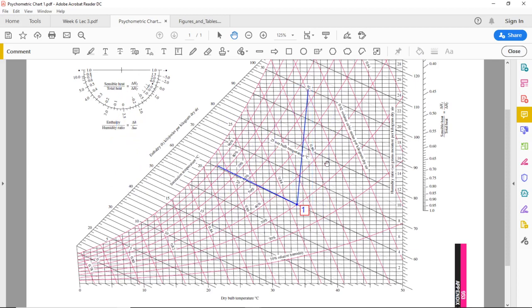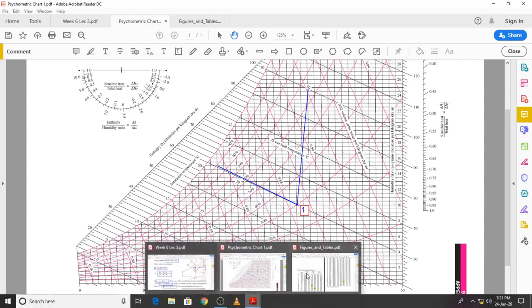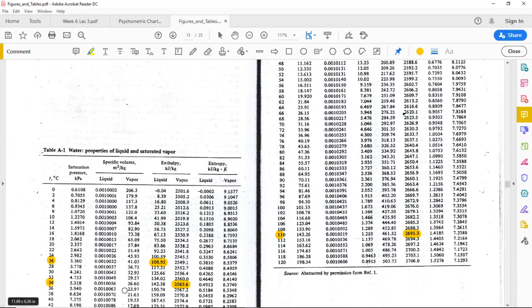And you can see again that the humidity ratio has increased, but at the same time the dry bulb temperature has also increased. The third possibility was that when hw was equal to hg, and if I want to find out hg, I have to look at the value of hg at 34 degrees C. So if I go back to the table and look up 34 degrees C, hg is 2563.6 kilojoules per kilogram, which will be 2.56 kilojoules per gram.